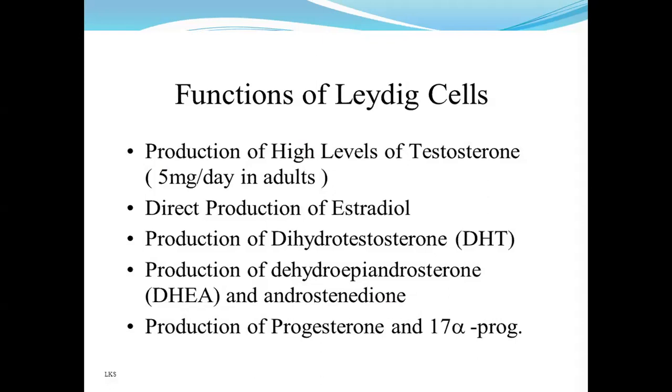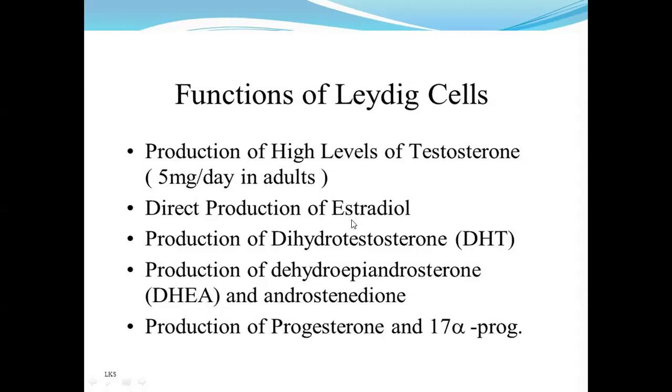Next, we are coming to the functions of Leydig cells. We all know it produces high levels of testosterone, 5 milligram per day in adults. In adults, it's about 5 milligram which is secreted. But don't confuse it with the plasma testosterone level, that is about 5 to 6 nanogram per ml. But the total secretion of testosterone by Leydig cells per day is about 5 milligram.